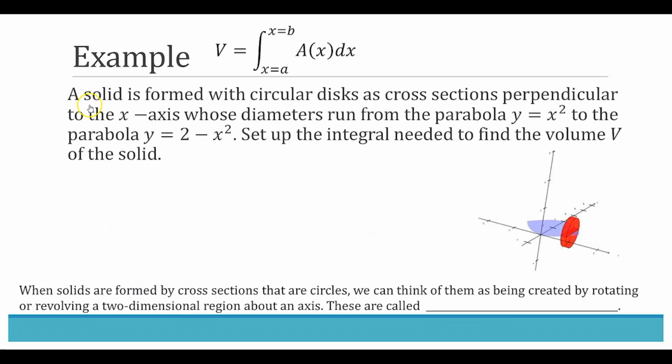In this example, we have a solid formed with circular discs as cross-sections perpendicular to the x-axis whose diameters run from the parabola y equals x squared to the parabola y equals 2 minus x squared. Set up the integral needed to find the volume V of the solid. So we'll go ahead and zoom in on the picture.